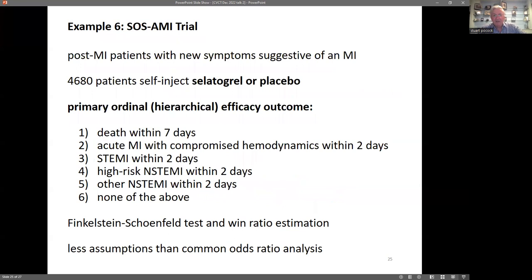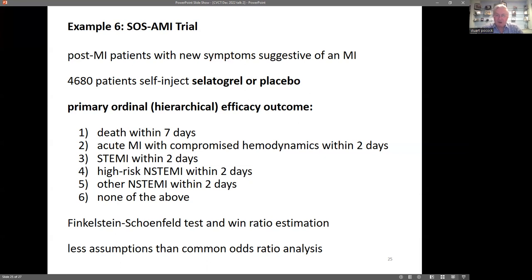Next slide, please. Another example is an unusual one. It's called the SOS-AMI trial. And it's an unusual trial in that it's for patients who've just had a heart attack. So soon after that, you want to study whether a treatment would help if they are developing new symptoms suggestive of a new infarct. So many, many thousands of patients, like 20,000 patients, will be given something to inject, either the active drug selatogrel or placebo. And then you're waiting for the patients to feel they're getting symptoms of a new myocardial infarction, having had one already. And then we're planning that 4,680 such patients will self-inject with the new drug or placebo.